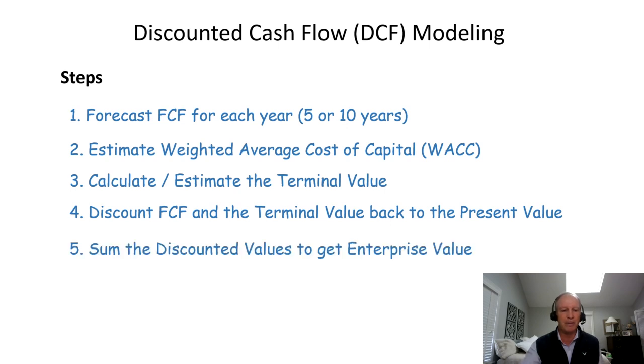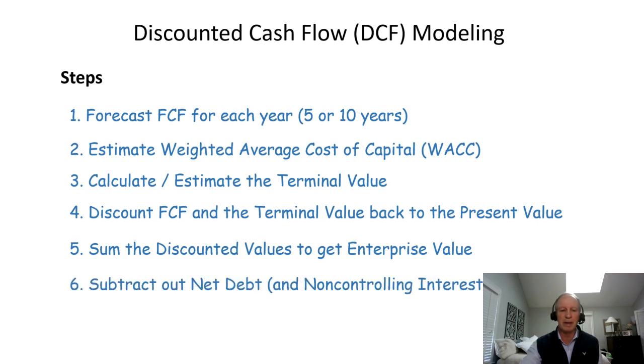Once you get all that, you're going to discount the free cash flow and the terminal value back to the present value. You're going to sum all this up, and then that will give you what's called the enterprise value. And then once you get the enterprise value, you're going to subtract out the net debt of the company. And you will also subtract out something called non-controlling interest. We're not going to cover that today, but larger firms will have what's called a non-controlling interest. It's usually a small amount, not completely relevant for a lot of firms, but for larger firms it is. We won't address that today.